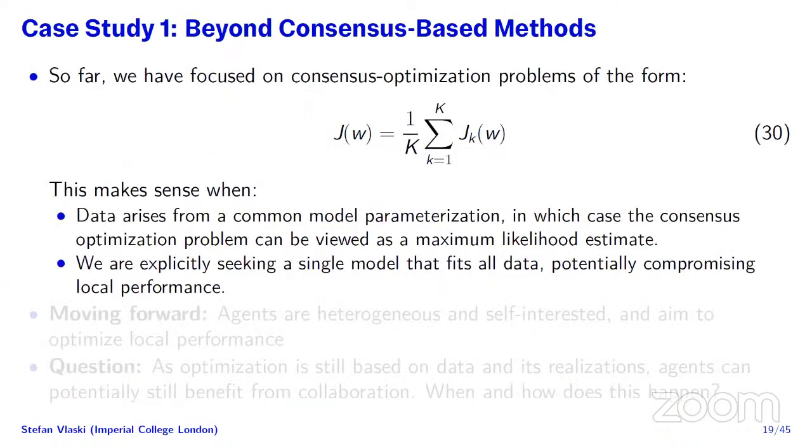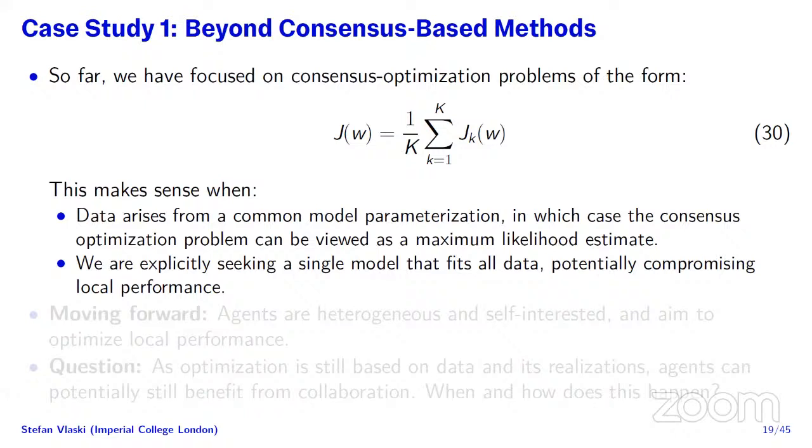Okay, so to recap, so far we were always talking about the consensus problem, right? And solving this kind of average optimization problem makes sense essentially in two settings. First of all, if your data arises from a common parameterization, so if it's either IID or whatever target you're trying to track is common, even if your data is not IID. Okay, so that's one setting. The other setting is if you're explicitly seeking a single model that fits all of the data.